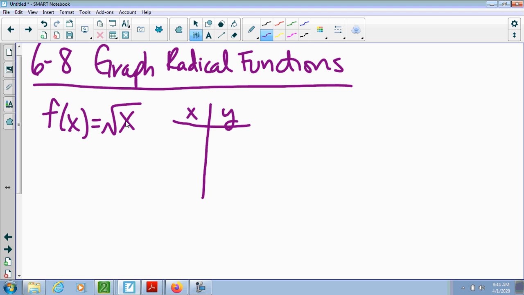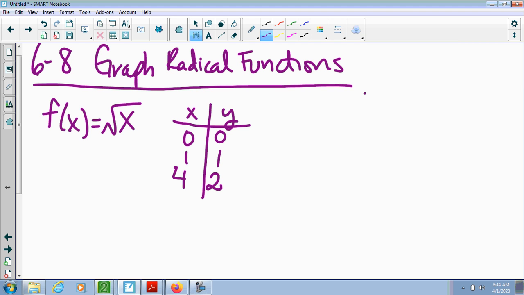So I'm going to pick 0 because that's a perfect square. So what is the square root of 0? 0. Okay. Now I'm going to pick 1. What's the square root of 1? 1. And I'm not going to pick 2 because the square root of 2 isn't a whole number and I don't want to have to try to plot that. So the next perfect square that we have is 4. So what is the square root of 4? So I'm plugging 4 in for my square root. That's going to give me 2. And that will be enough points for us to plot our square root graphs.